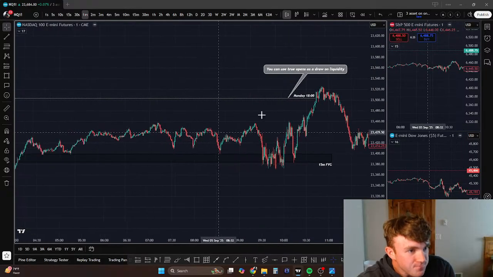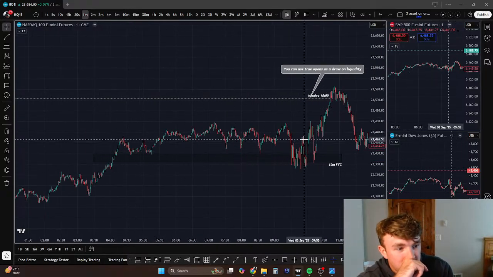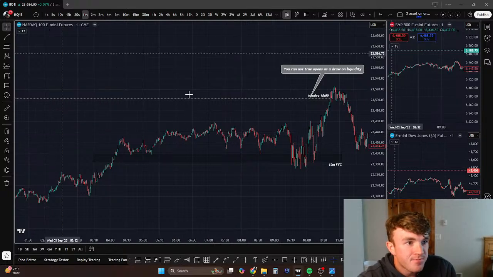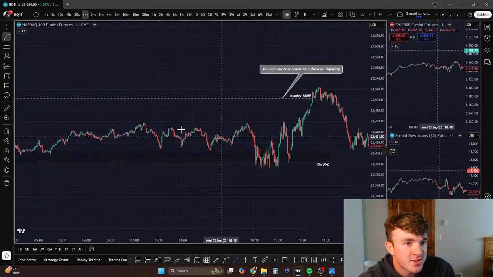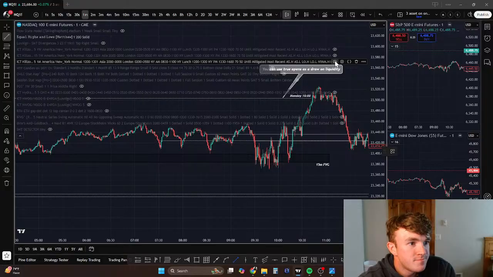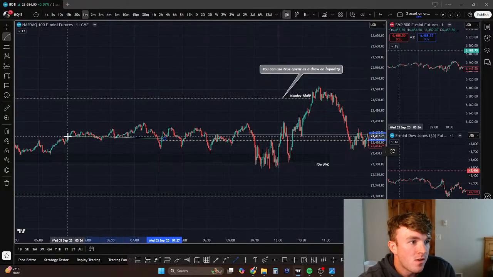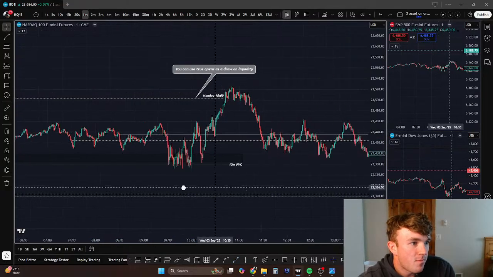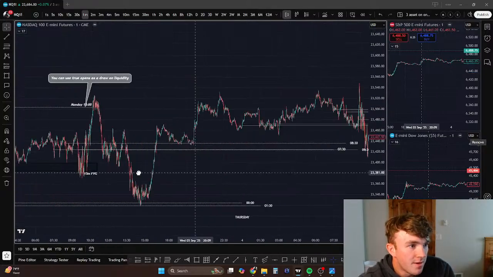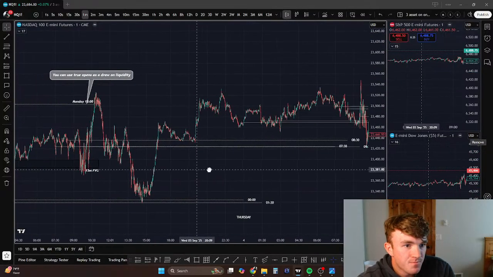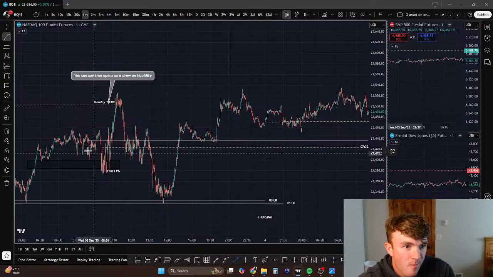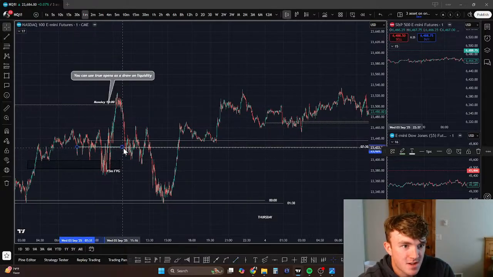What was I looking at? Oh yeah, accumulation. So here are time levels, right? 7:30 is right here. 9:30 is right at the same exact spot.